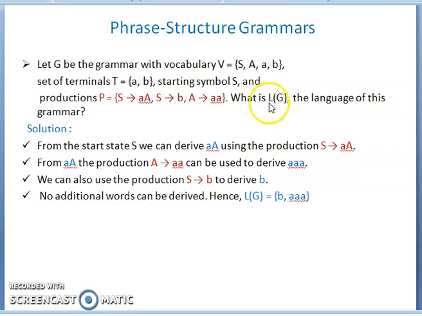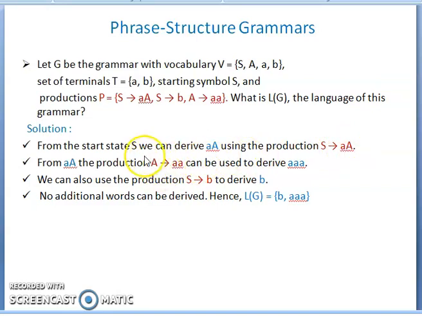So here the question is, what is the language of this particular grammar? Now you start with S. S is the start symbol, and there are two productions that have the start symbol on the left side. By using this particular production, S implies small a, capital A, we can derive small a and capital A.